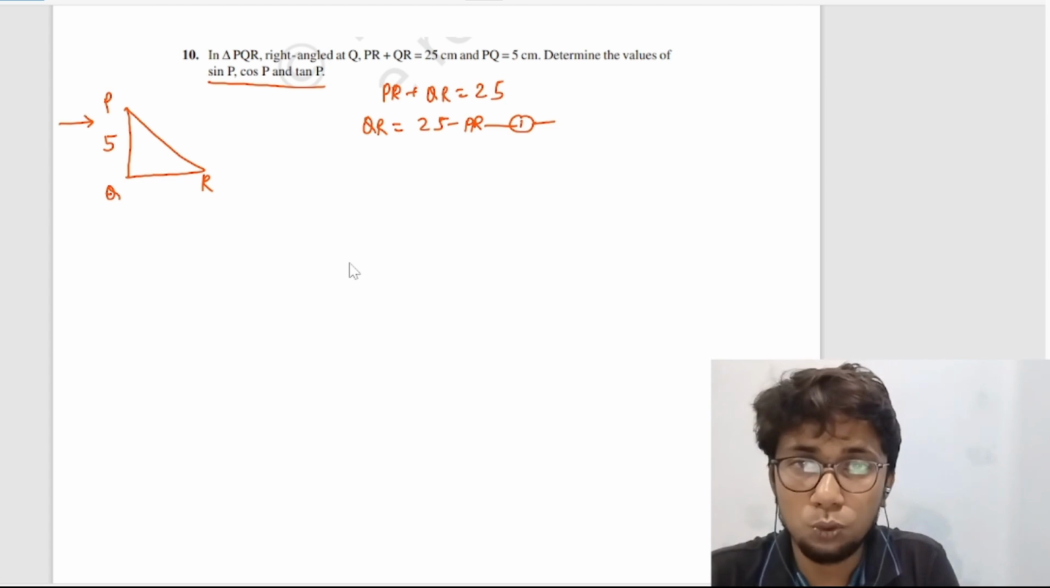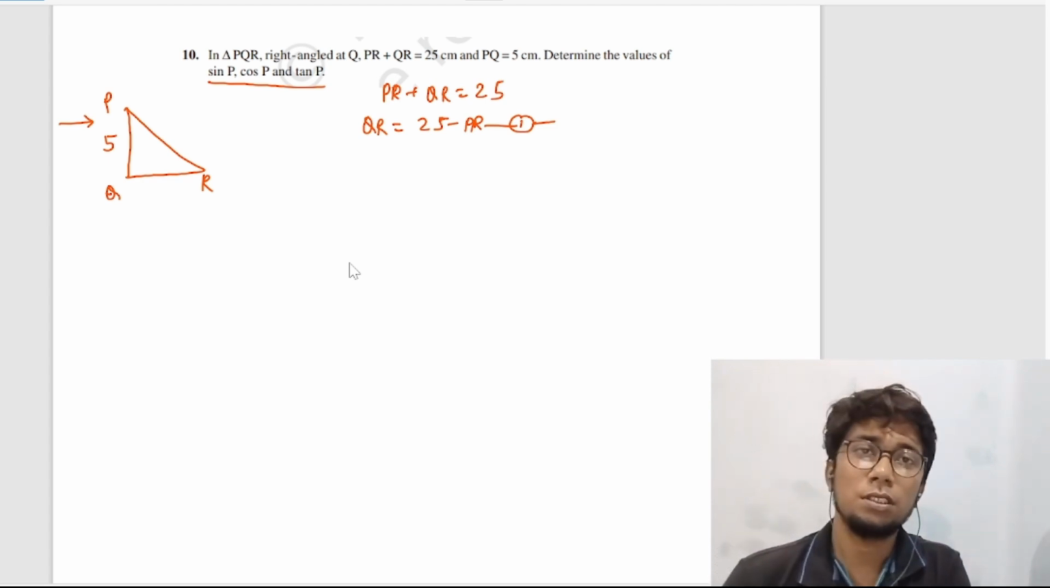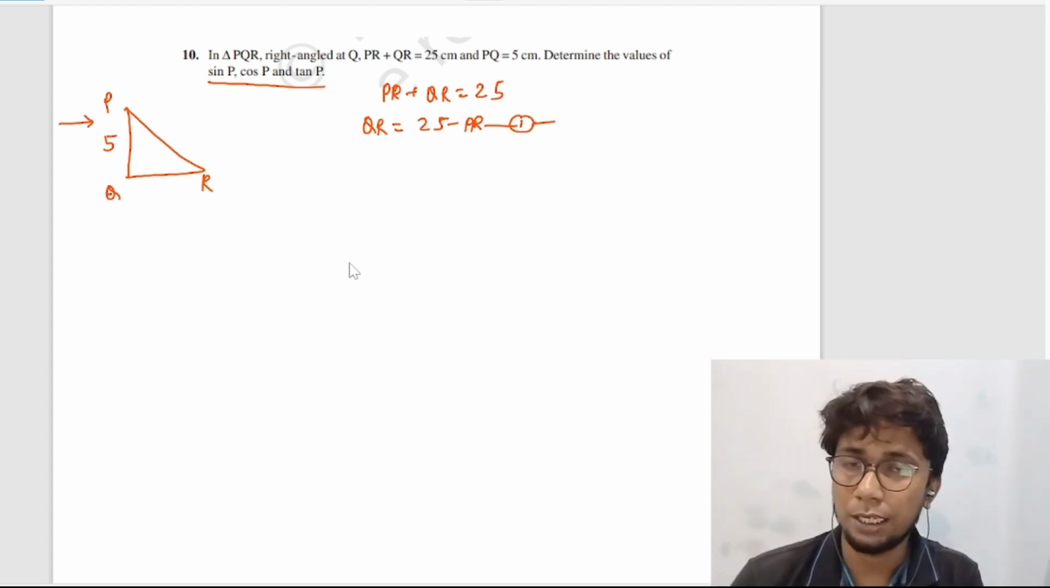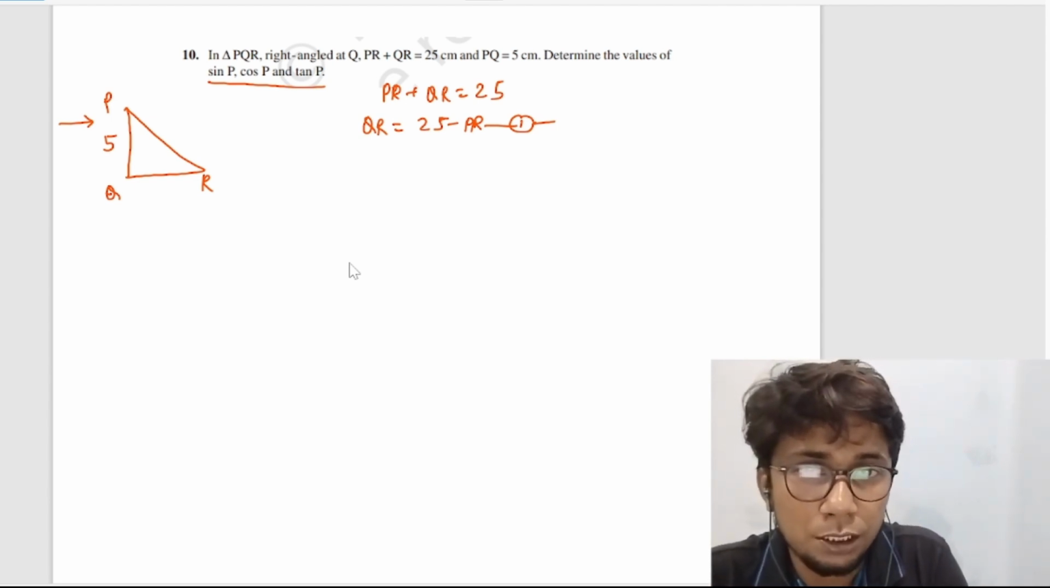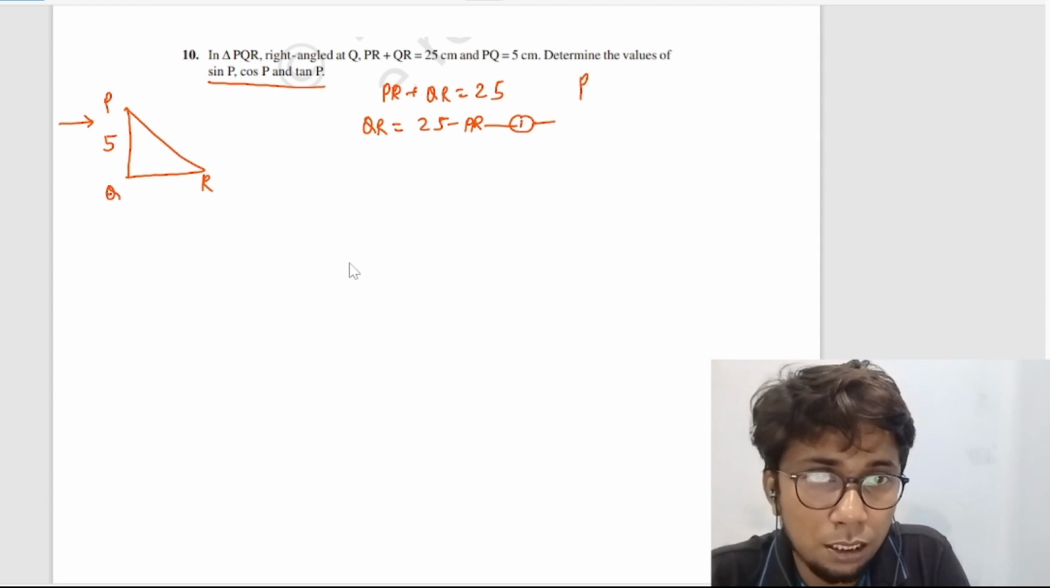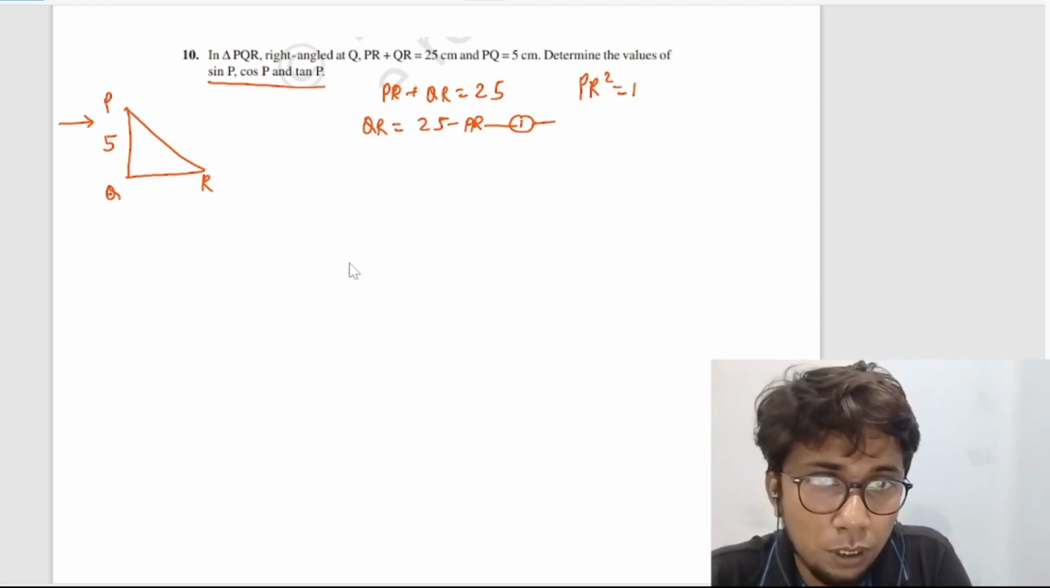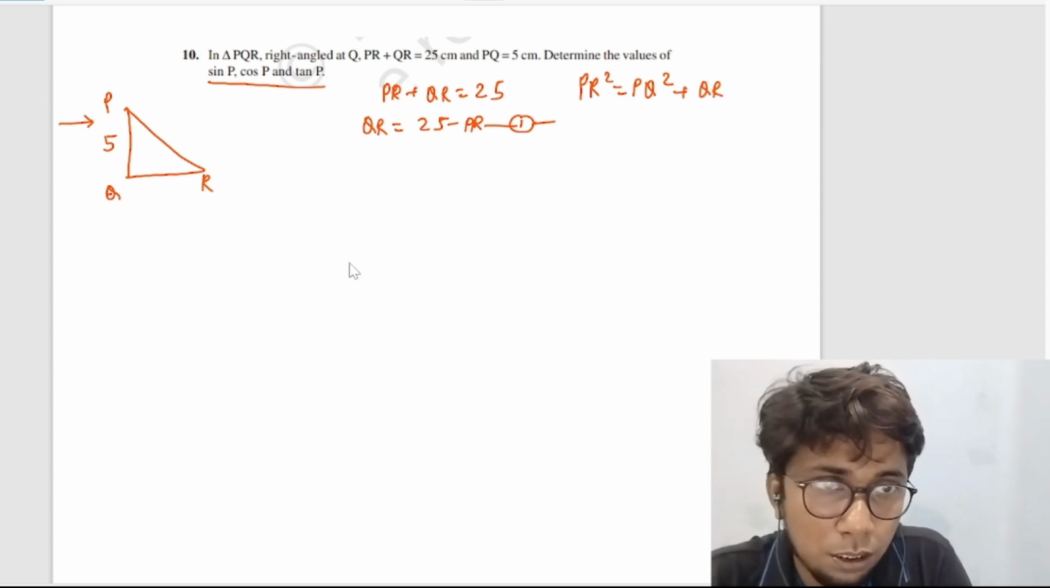Now, can we use Pythagoras theorem in this triangle? Of course we can, right? So what is Pythagoras theorem? It tells you that PR square is what? PQ square plus QR square.